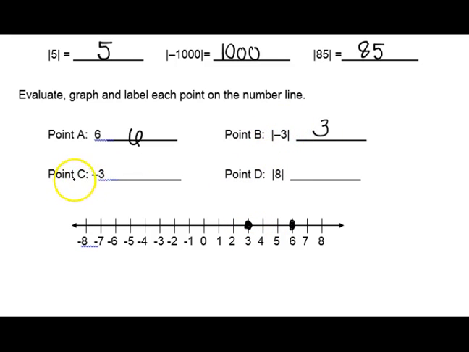Now, however, point C, negative 3, I'm going to plot that at negative 3 because it doesn't have the absolute value symbol around the negative 3. And then finally point D, the absolute value of 8. We're going to evaluate that first, asking ourselves how far is 8 from 0 on the number line. It's 8 units, and so we're going to graph 8. So point A was 6, that's this one. Point B was 3, which was that one. Negative 3 is C, and point D is 8.